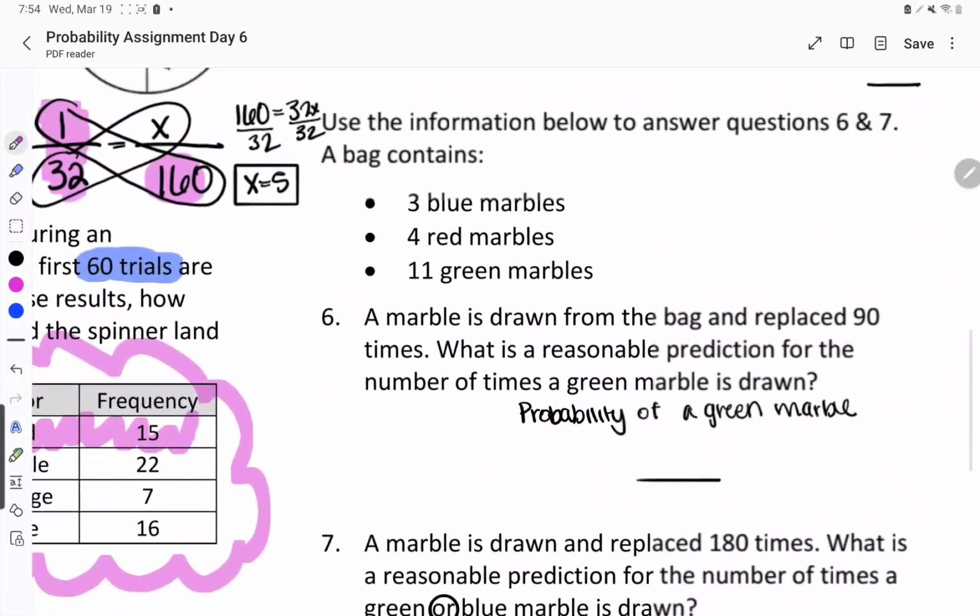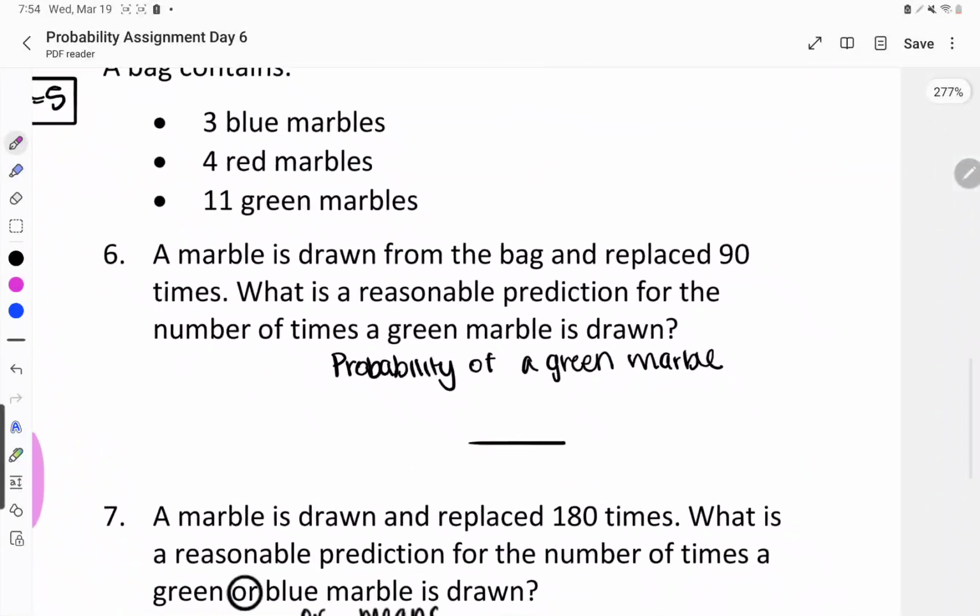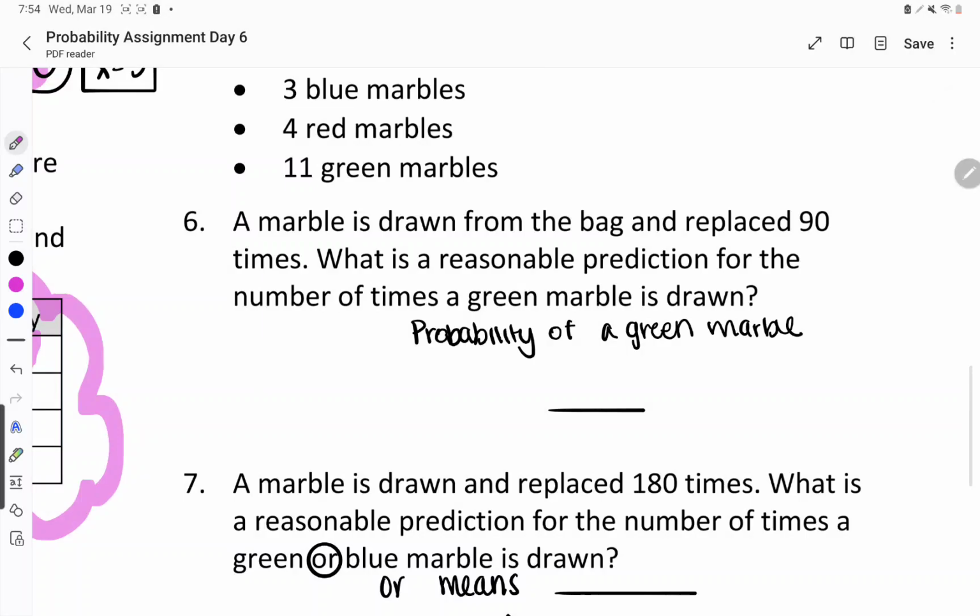The next one says, a marble is drawn from a bag and replaced 90 times. What is a reasonable prediction for the number of times a green marble is drawn? So remember, with predictions, what do I always set up? A proportion.